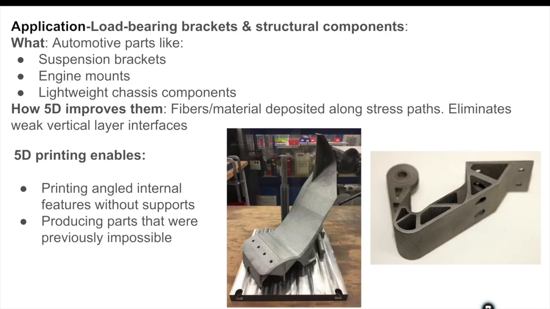This can also be applied in automotive parts, especially load-bearing brackets or structural components. Here's a couple of examples of those right here. So for instance, you might use them in suspension brackets, engine mounts, lightweight chassis components. It can be used for fibers or materials deposited along stress paths. It eliminates weak vertical layer interfaces, and that's what we talked about with the layers that we get in 3D prints.